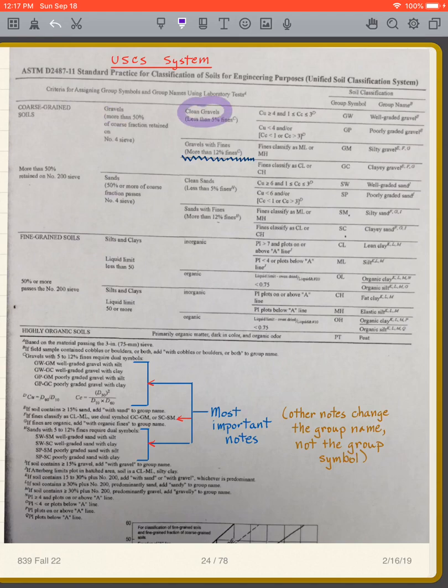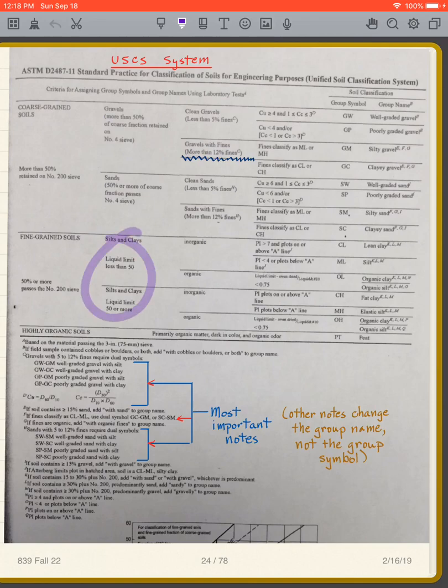we have what we call clean gravels or gravels with fines. The term clean means not many fines. Clean gravel, clean sand means that it doesn't have much silt and clay in it. So they've divided it up, so clean gravels are less than 5% fines. Clean sands, again, less than 5% fines. And gravels with fines means we have more than 12% fines. Sands with fines, we have more than 12% fines. Now, what do we do when we're in between? That's where we have to pay attention to these notes. In other words, between 5% and 12% fines.